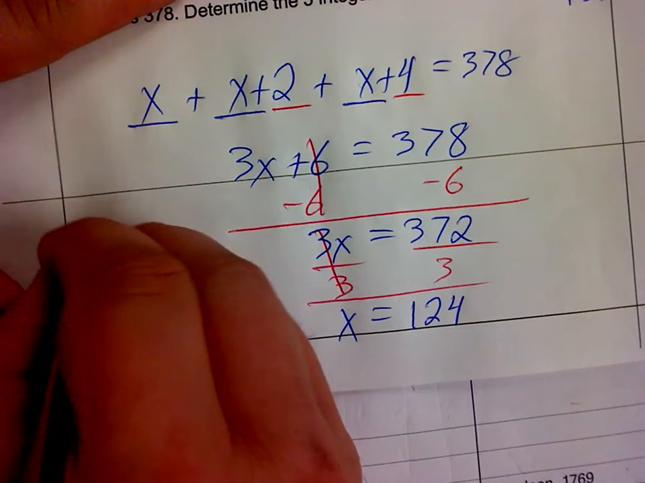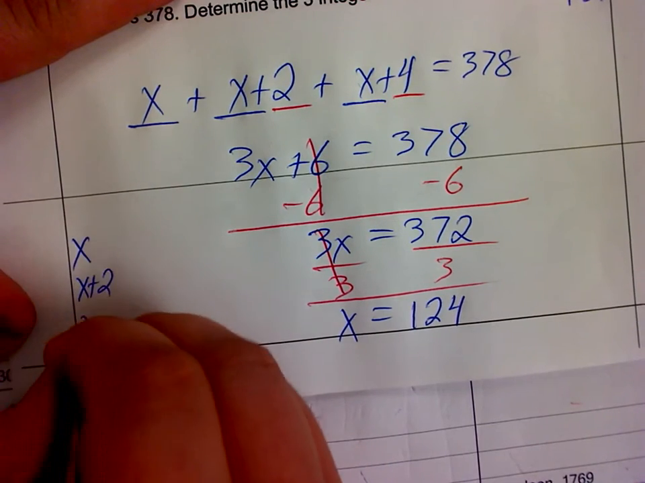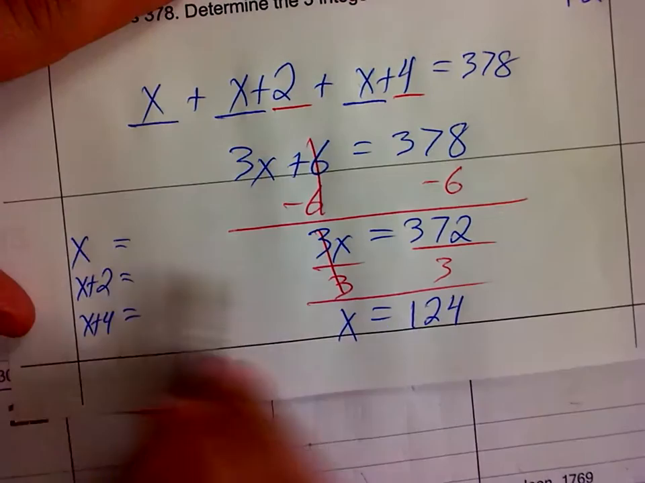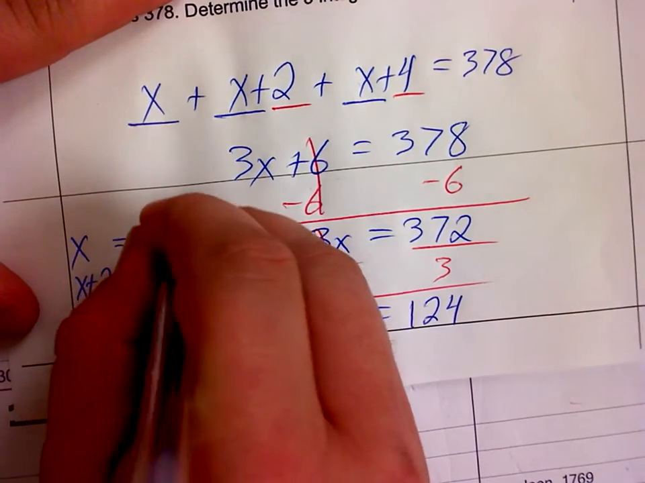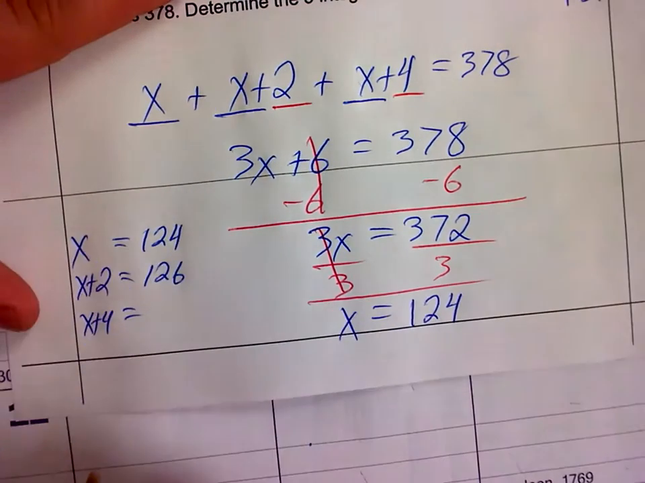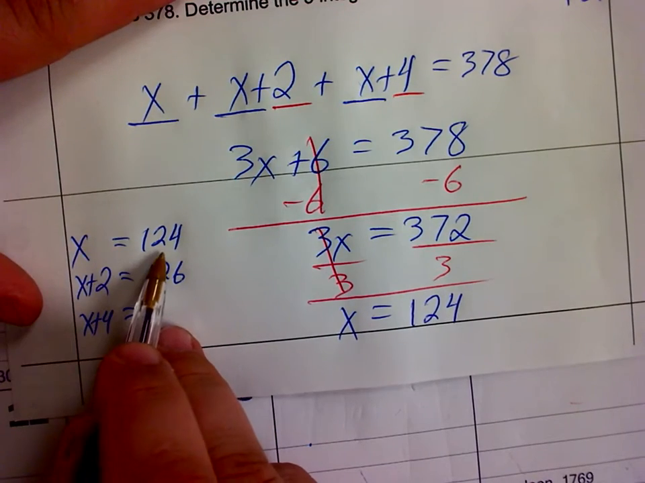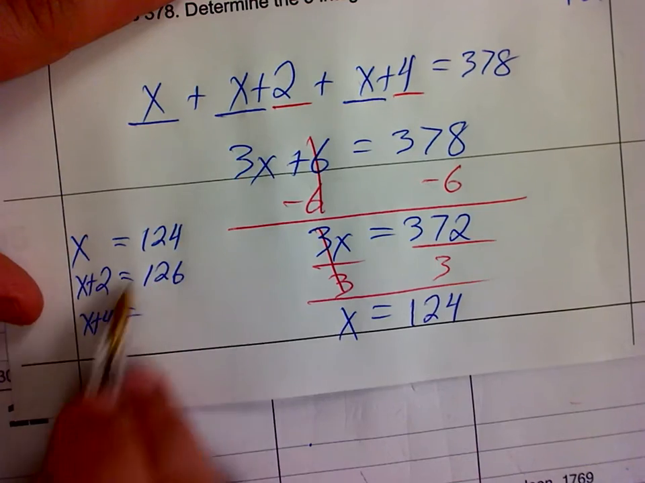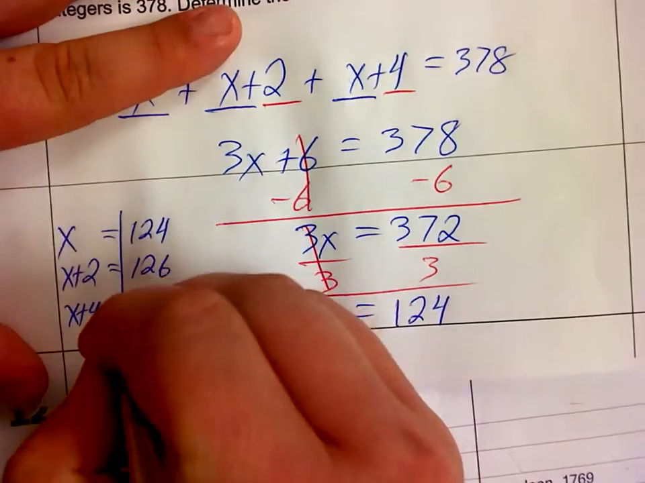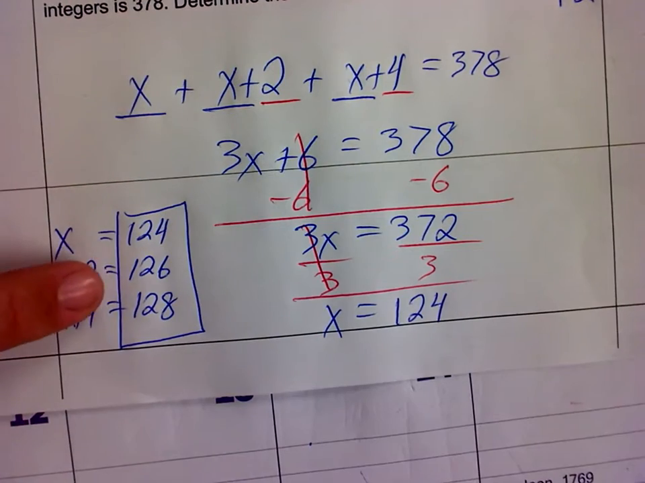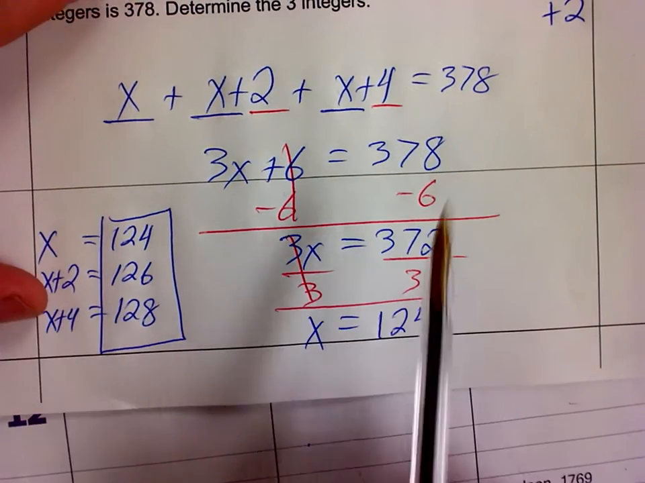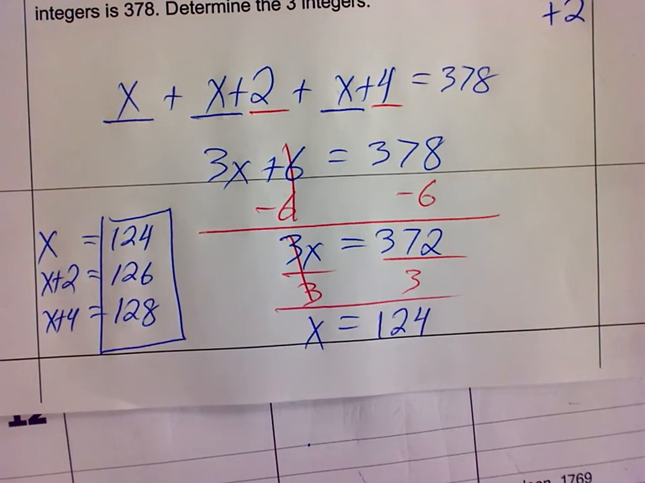So let's find what those others are real quick. We have x, x plus 2, and x plus 4 is equal to, the first one's just going to be what our x is, 124. Add 2 to that to give us 126. Add 4 to the original one, so we have 124 plus 4. That gives us 128. 3 consecutive even integers whose sum is 378.